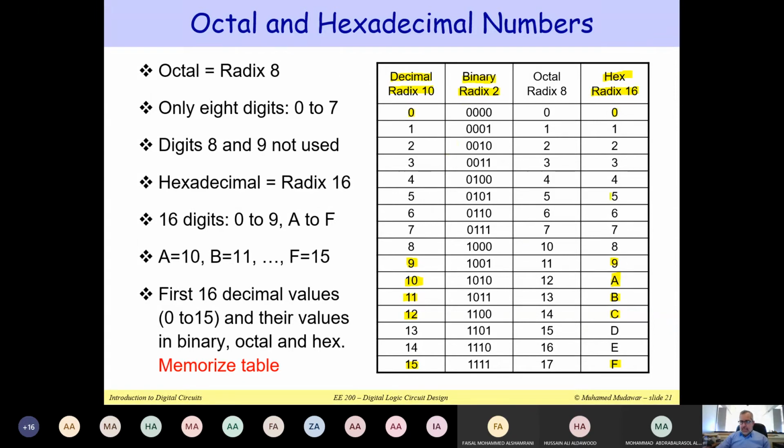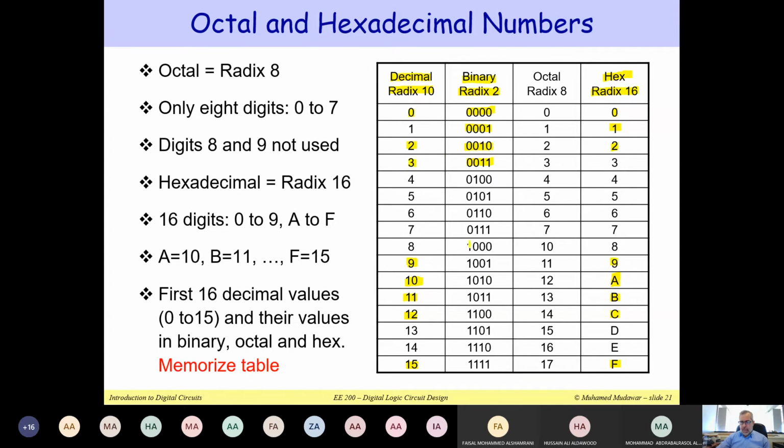In order to represent a hexadecimal digit in binary, we need 4 bits. So 0 in hexadecimal becomes 0000 in binary. 1 becomes 0001. 2 becomes 0010. Notice that 10 in binary is decimal 2. 11 becomes 3, and so on.